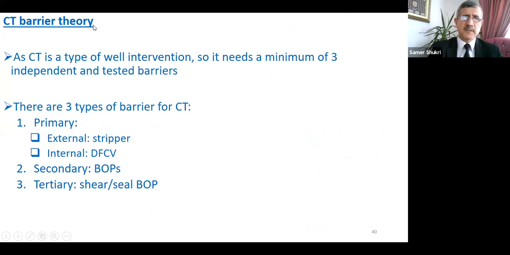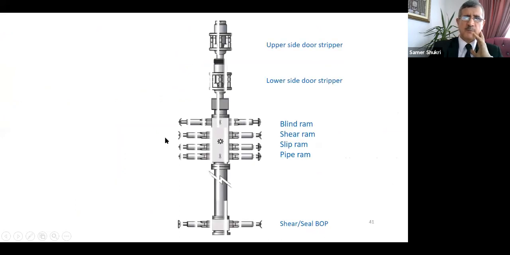Coiled tubing barrier theory. As coiled tubing is a type of well intervention, it needs a minimum of 3 independent and tested barriers. We have primary, secondary, and tertiary. We go through them one by one. You see primary, secondary, and tertiary, these ones.